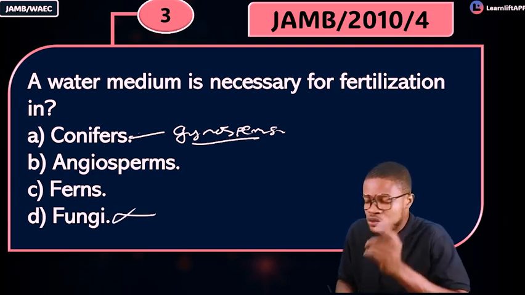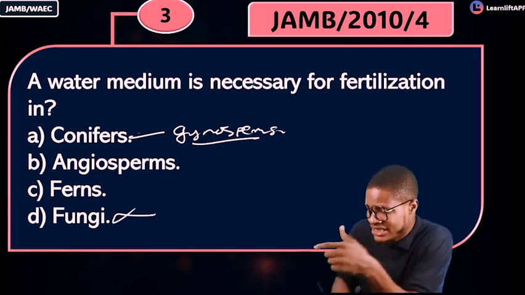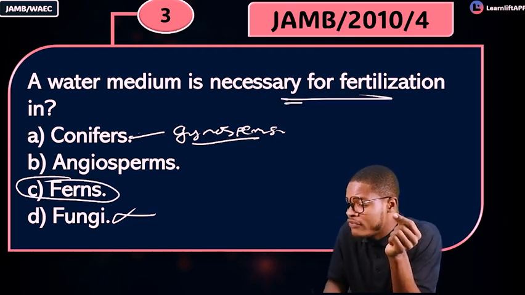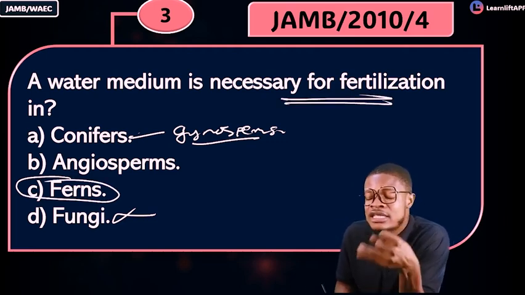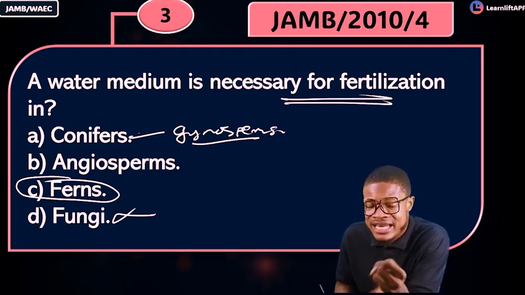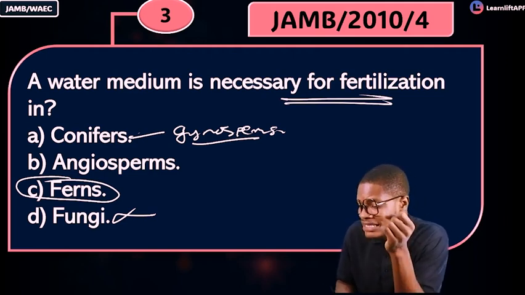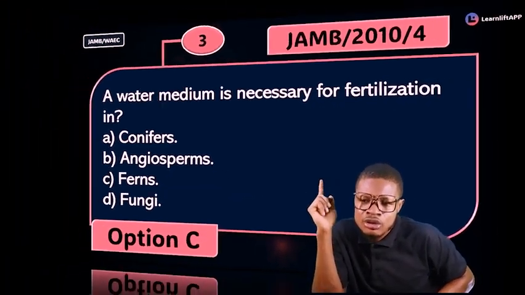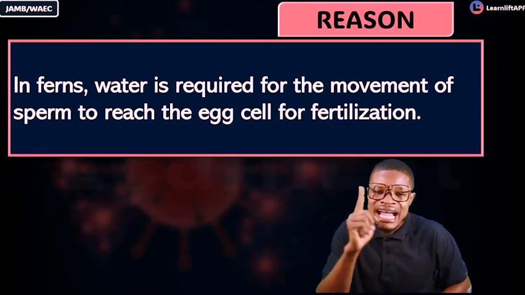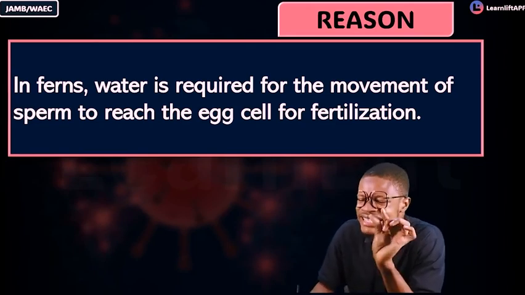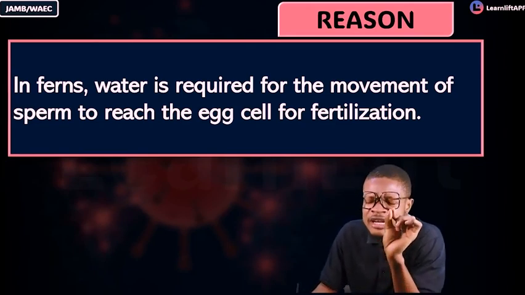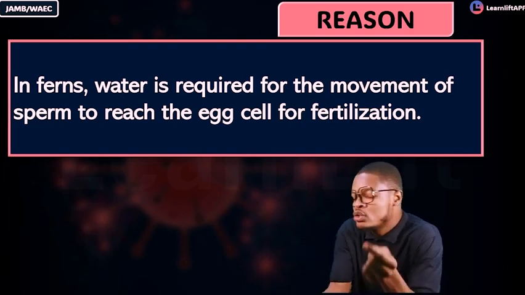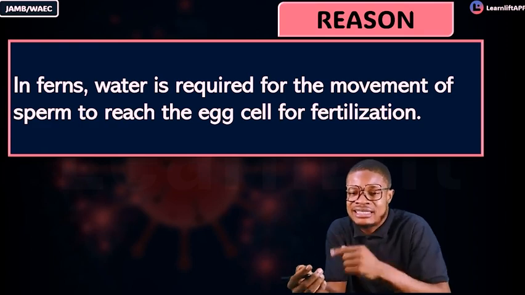Fungi is totally out of the way. Algae and fungi, they are not the Pteridophytes. Your ferns are the Pteridophytes. Which of them need water for fertilization? Of course, now, either bryophyte or your Pteridophyte. And that makes ferns, option C, the correct answer. Don't forget this very fact, that your ferns, they need water for reproduction, because their sperm need to move from where they are to go and meet the eggs in the archegonium.